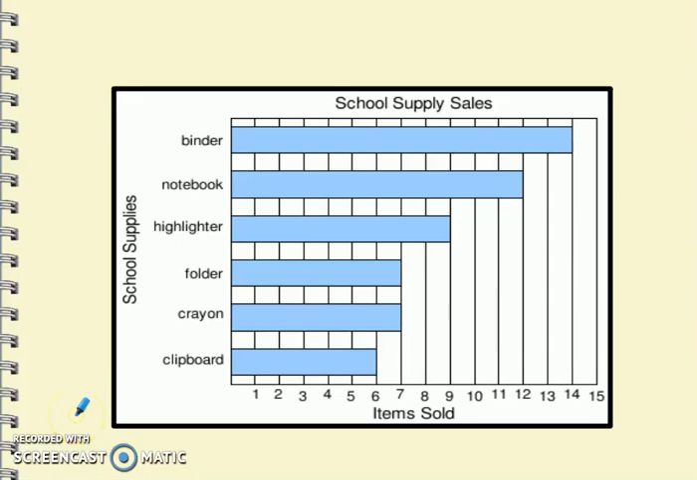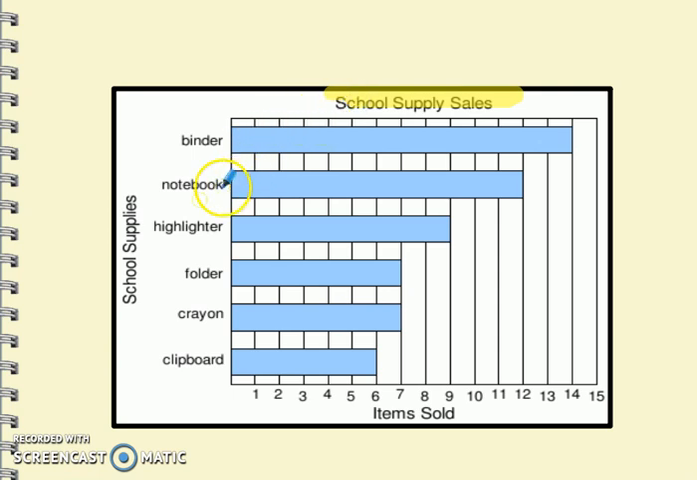Today, we are going to be interpreting data represented in a bar graph. First, let's look at all of the components of a bar graph. This bar graph's title is School Supply Sales. The title is above the bar graph.